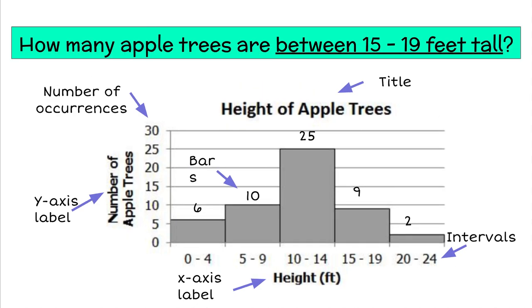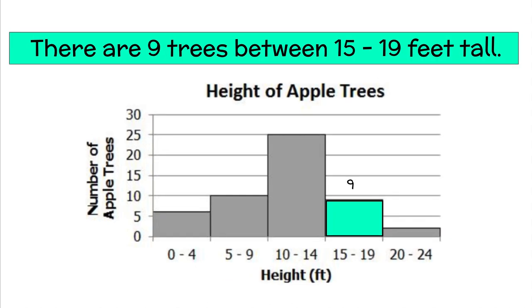So now that you've learned that, I want you to pause the video and think about how many apple trees are between 15 and 19 feet tall. The answer to that question is that there are 9 trees between 15 and 19 feet tall. We look at the range from 15 to 19 here, and the bar height is just below that line for 10, so we can say that that's 9 trees.